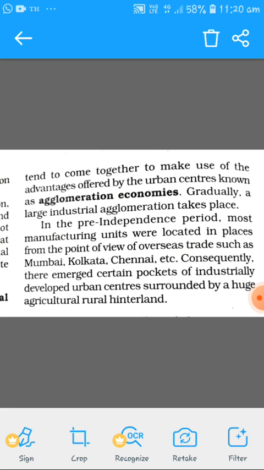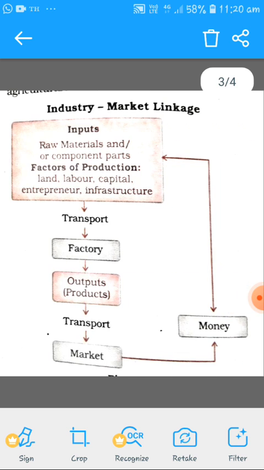Agglomeration happens when many industries come together. When many industries come together, the need for food grain also increases because the population will be high there. In the nearby hinterlands of the industrial region, you'll find an agricultural region also. These are the chain effects. You have been given a flow chart, and it is very important.